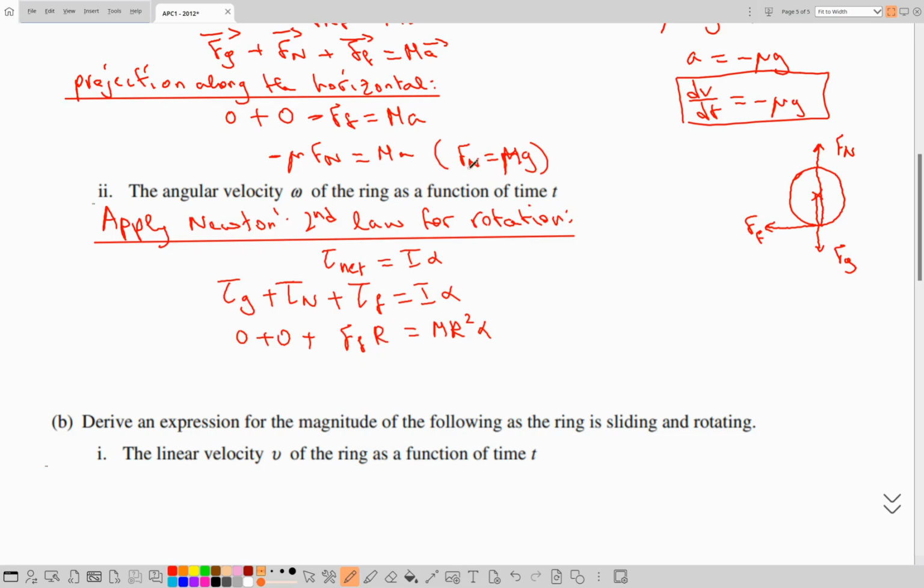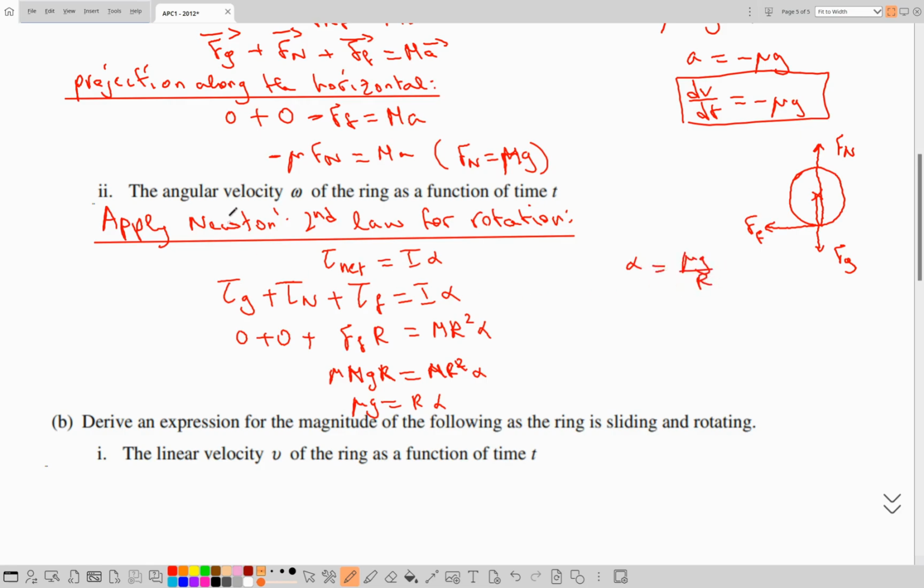Now we know that friction from this relation is given by mu Fn, and Fn is mg, so here we can write mu mgR, this is capital M. That would be equal to mR squared multiplied by alpha. Now this would cancel with this, m cancels with m, and in this case we have mu g is equal to R multiplied by alpha. Then alpha is given by mu g divided by R.